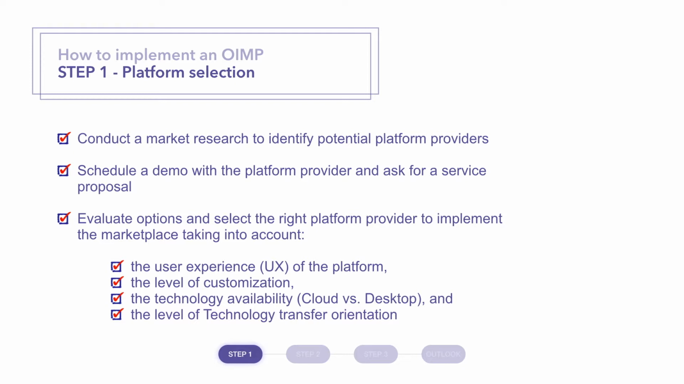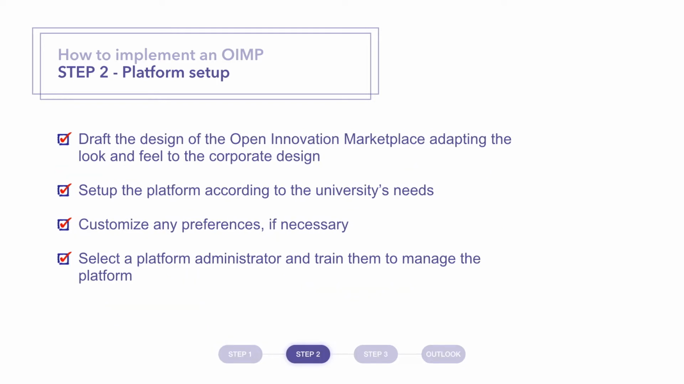Now, as soon as the provider is selected, we will face the setup stage. We will start with the draft of the design of the Open Innovation Marketplace in order to adapt the look and feel to the corporate design. At the same time, with the support of the IT department and the platform provider, the university will have to set up the platform according to the university's needs, customize any preferences, if necessary, and select a platform administrator and train them to manage the tool. Timeframe for this step ranges from 1 to 2 months.